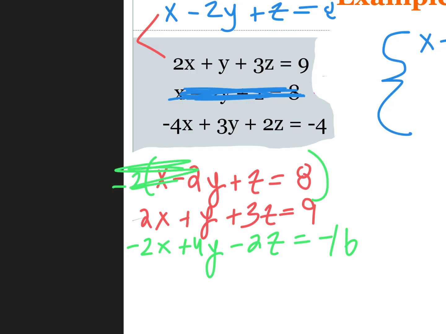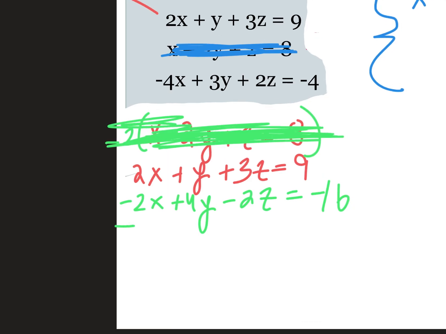All right, so I can cross this one off because I already took care of it. And now when I combine, what happens when I add 2x and negative 2x? They cancel. So what's 1y plus 4y? 5y. What's 3z minus 2z? Plus z, good, equals, what's 9 minus 16?